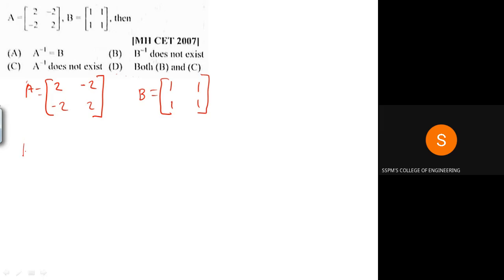So how to check if A inverse does not exist? If the determinant of A is equal to zero, what does it imply? It implies that A inverse does not exist. Okay. So if the determinant value comes out to be zero, then the inverse matrix does not exist. So we will here find the determinant of A.